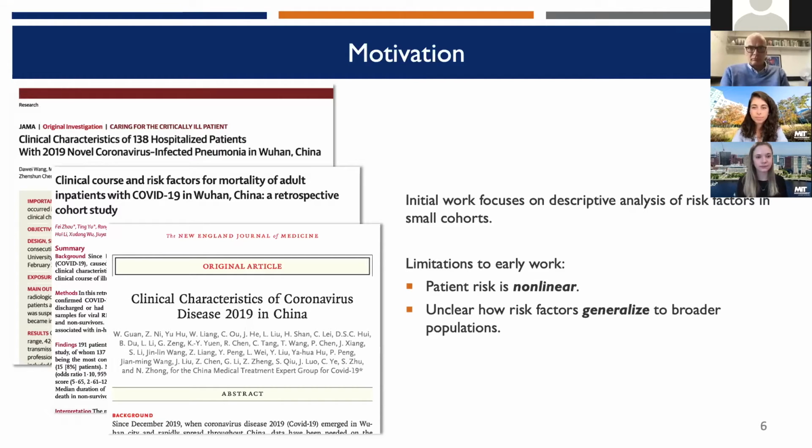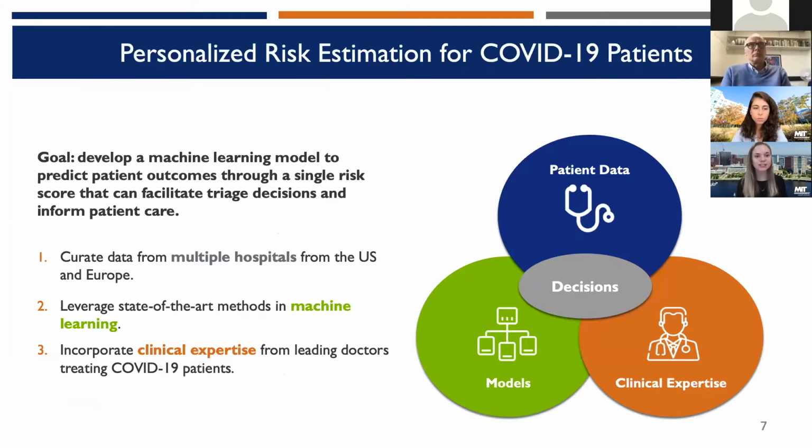So our research group, which has spent the past several years working on predictive analytics for healthcare, saw this as an opportunity to leverage our methodologies to help fight the pandemic. Specifically, we set out to develop a risk score that could be used to triage patients and to predict mortality upon hospital admission, with the goal that this could be used by clinicians in practice to help improve care that was being delivered at the time.